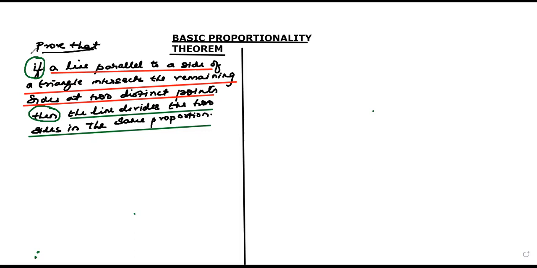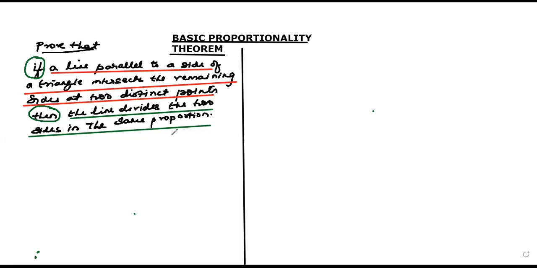Remember, children, whenever you get a question in the form of a rider, the first thing you have to do is draw a figure. Now, what is a figure, children? Just identify what condition follows "if". That condition helps you to draw the figure. So what is the condition which follows "if" here? A line parallel to a side of a triangle. Like a triangle, then a line parallel to a side, and intersecting the remaining sides at two distinct points. Very easy to draw this figure.